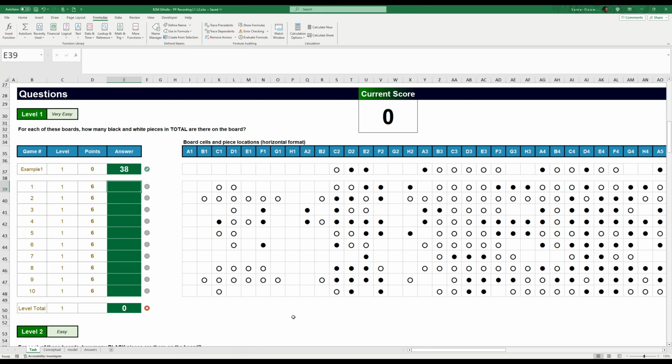In this video, I will show you my way of solving the level 1 and level 2 of this case. Let's start. For the level 1, the question is, for each of these boards, how many black and white pieces in total are there in the board?